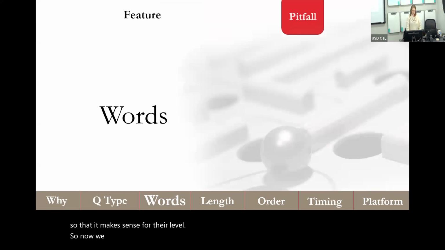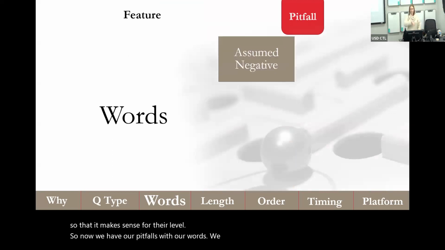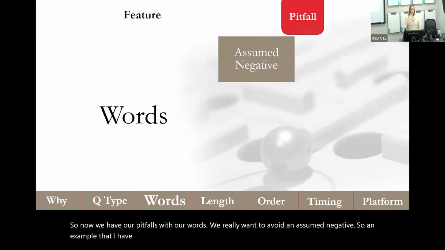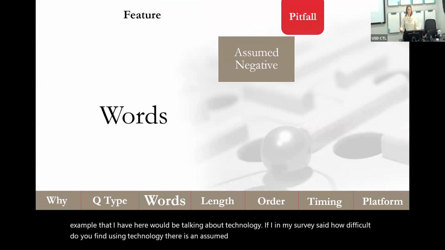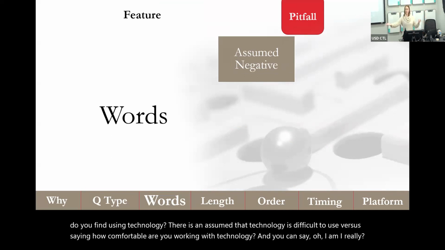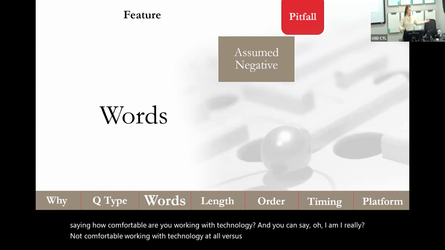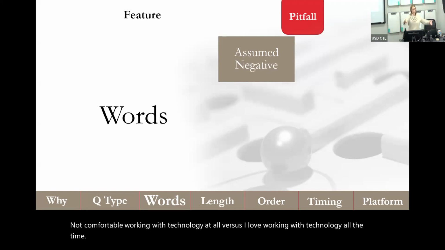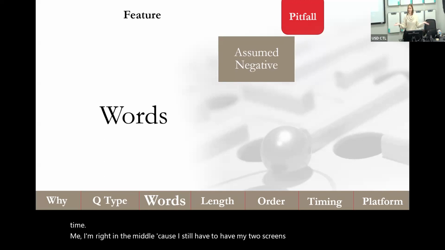So now we have our pitfalls with our words. We really want to avoid an assumed negative. An example I have here is technology. If in my survey I said, how difficult do you find using technology? There is an assumed negative that technology is difficult to use, versus saying, how comfortable are you working with technology? And you can say, oh, I'm really not comfortable working with technology at all, versus I love working with technology all the time. Me, I'm right in the middle because I still have to have my 2 screens apparently, so that's fine.